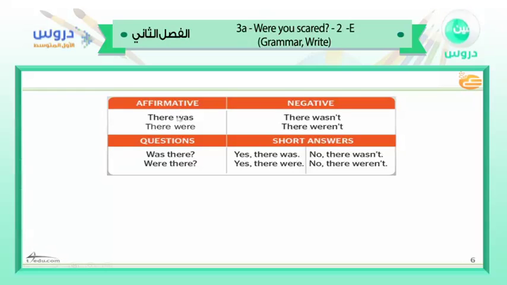So with the affirmative sentence, we will say there was. With the negative, there wasn't. With the affirmative, there were. With the negative, there weren't. Questions, as we said before, we have to put was at the beginning and there the second one. So we have to say was there. Affirmative, there was, but questions, was there. There were, were there. Okay, so when we say was there, the short answer should be yes, there was, no, there wasn't. With were there, we have to answer with yes, there were, or no, there weren't. Okay, so it's the opposite.